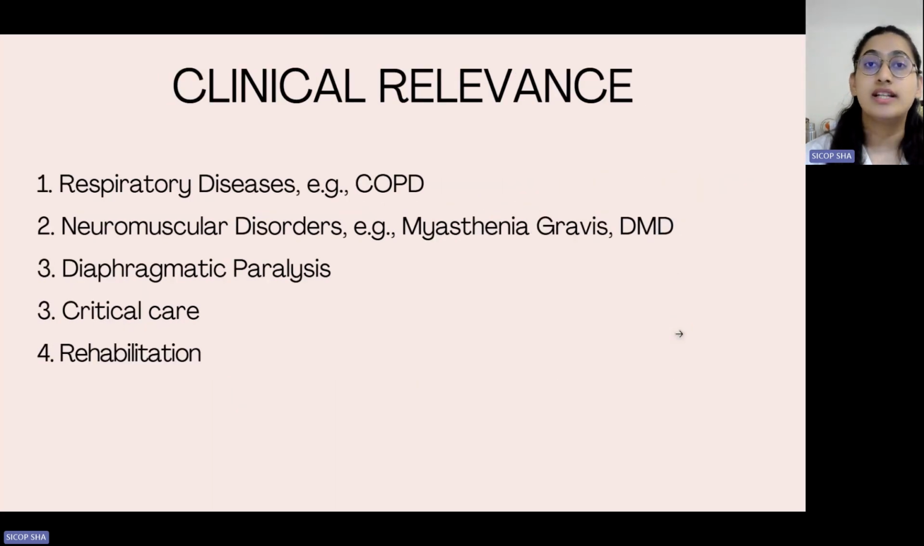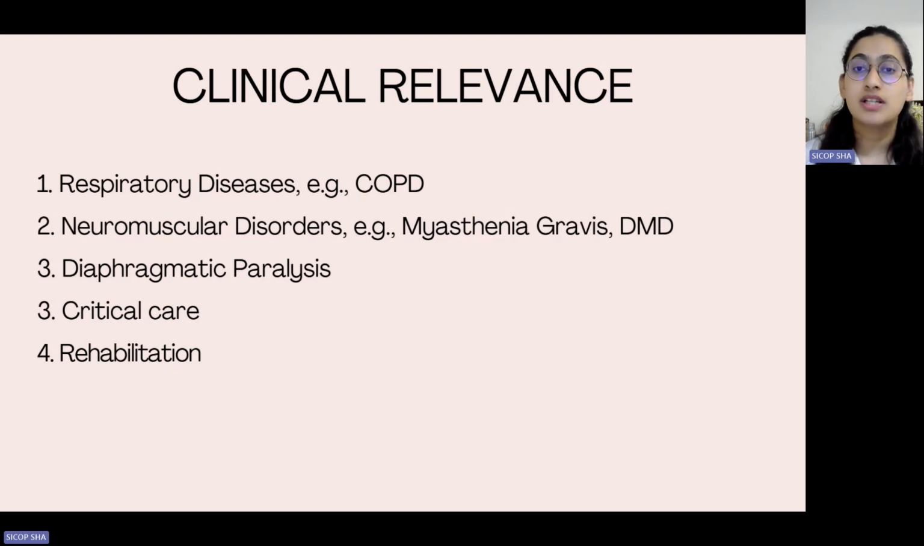Let's look at the clinical relevance of using MIP. It is usually used in respiratory diseases, for example COPD being one of the most common ones, because of the progressive hyperinflation that takes place in COPD, a lot of the times the diaphragm's function is inhibited or goes into a dysfunction. For that matter, we try to assess MIP in respiratory diseases.